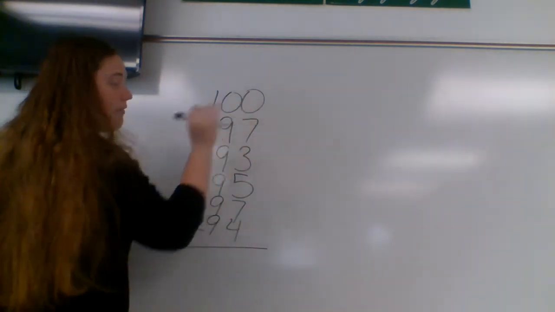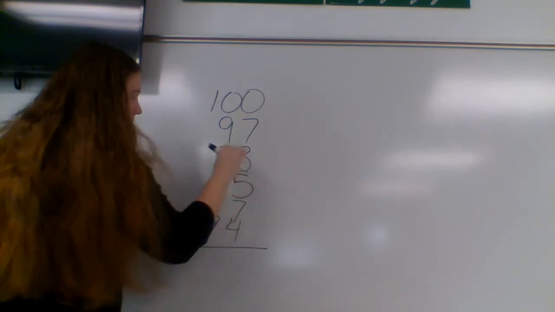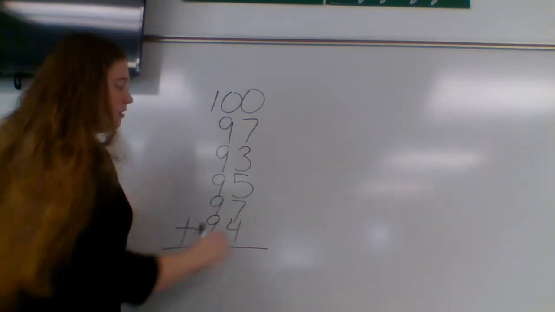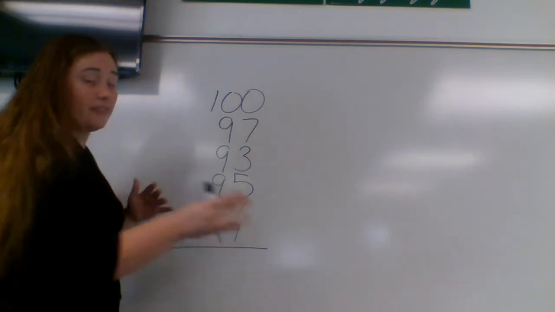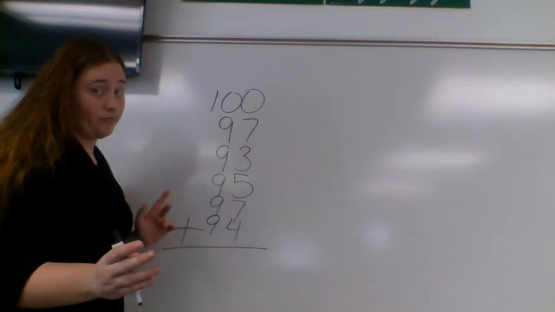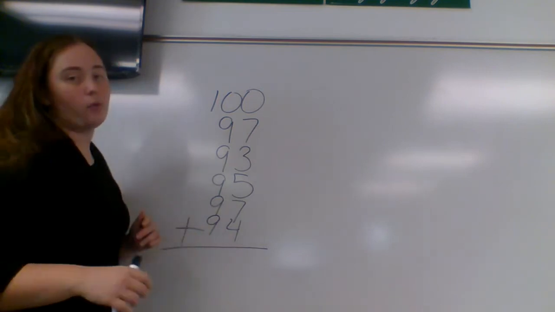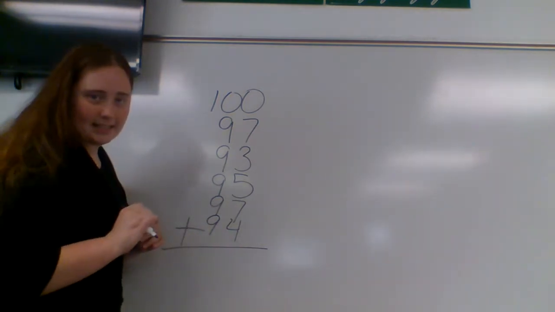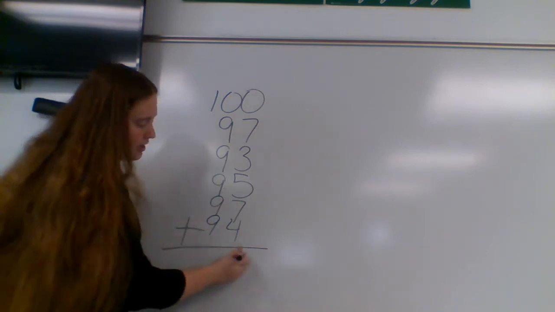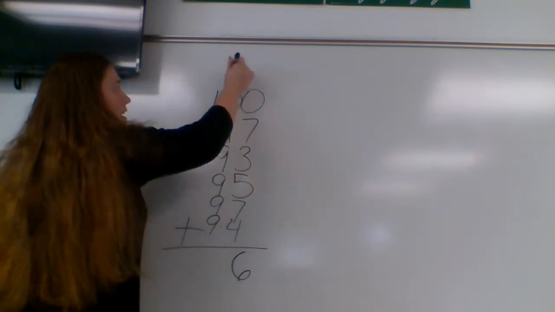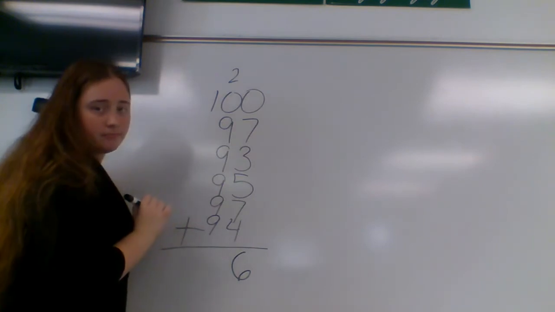I have 0 plus 7 is 7, plus 3, well, that's 10. Plus 5, well, that's 15. Plus 7, 15 plus 7 is 22. Plus 4 is 26. So I have 26 now. I need to carry my 2. 6 goes down here. 2 gets carried all the way up there.